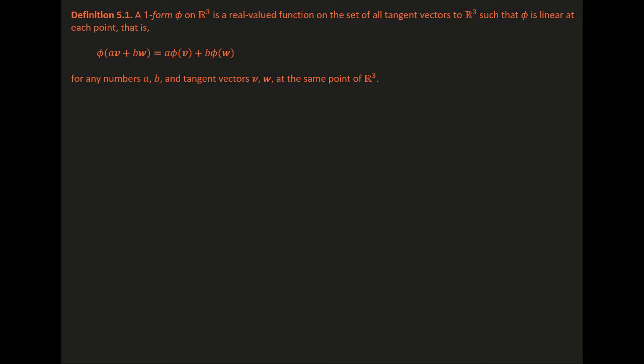So a and b represent real numbers, v and w represent points of R3, which are applied to the same point in R3. And then we simply obtain the linearity condition written down there.